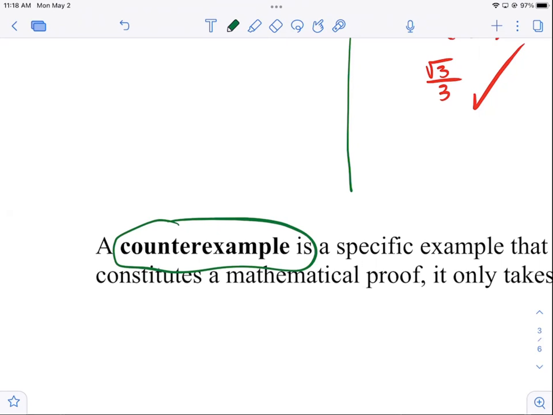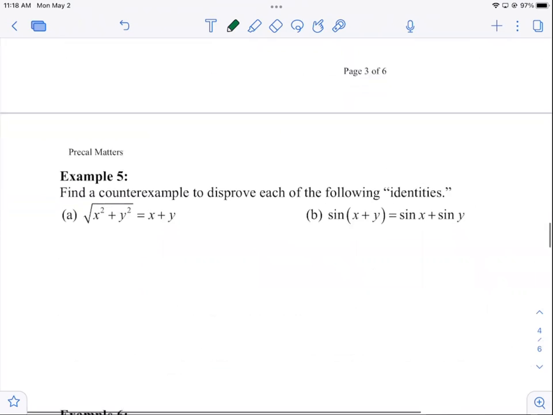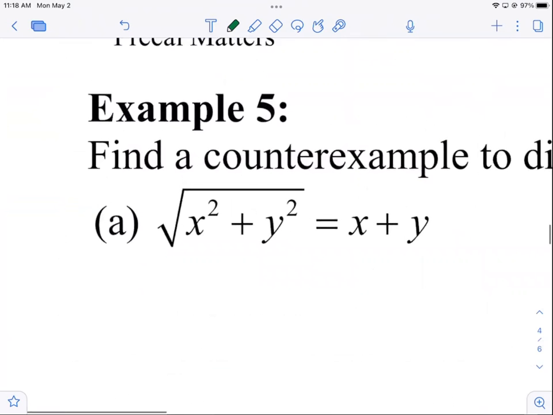It has to work all the time, or if it doesn't work all the time, it's just a conditional equation now. And it may have infinitely many solutions, but it's not an identity. Okay. So we've already had this idea because earlier in the year when we were reviewing our algebra rules, we had this: find a counterexample for the square root of x squared plus y squared equals x plus y.